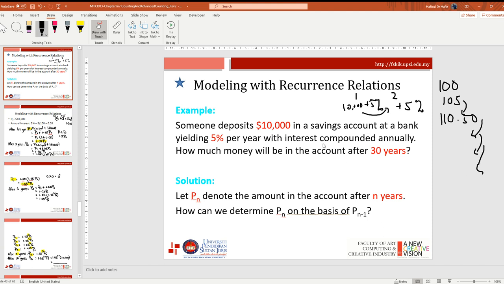But the question in here is compounded annually. How much the money will be in the account after 30 years lah. Kalau kita ada 5% ni, 5% ni per year. Kalau monthly lagi banyak lah. Okay, the solution: let PN denote the amount in the account after n years. How we can determine PN on the basis of PN minus 1.